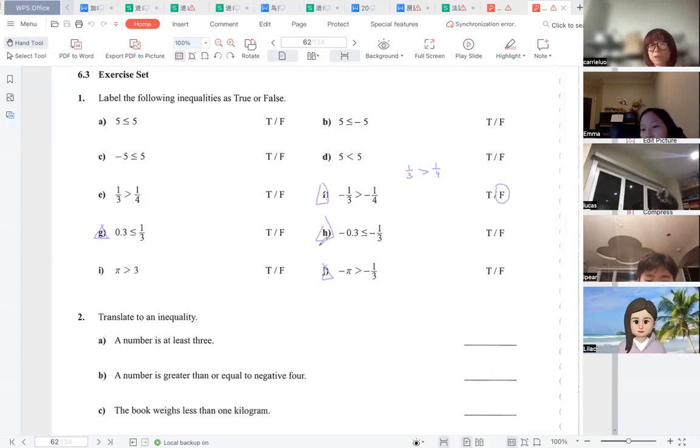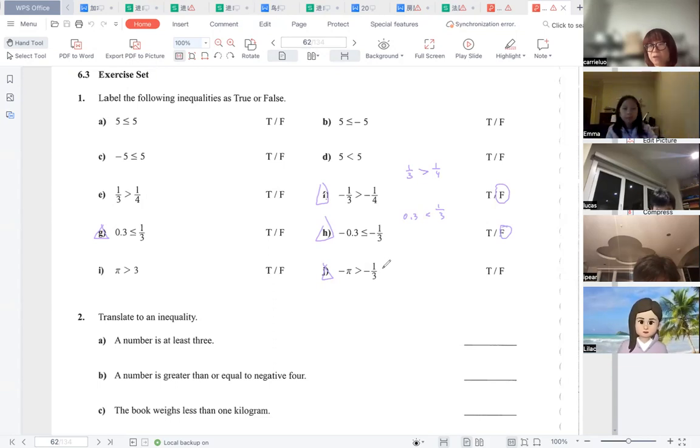Next one, Lucas. Negative 0.3 is smaller than negative 1 over 3. Is it right or not? Lucas? No. It is not right because 0.3 is smaller than 1 over 3, right? So that's why it should be the other way around. Good job, false.